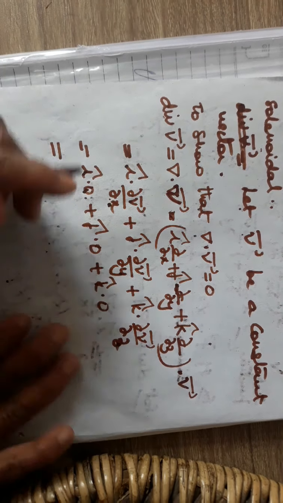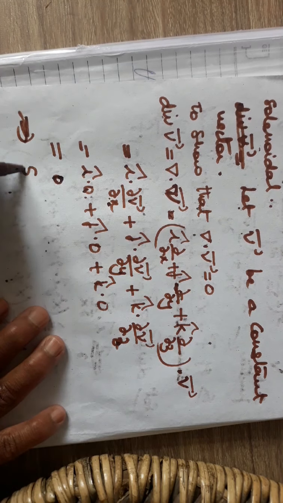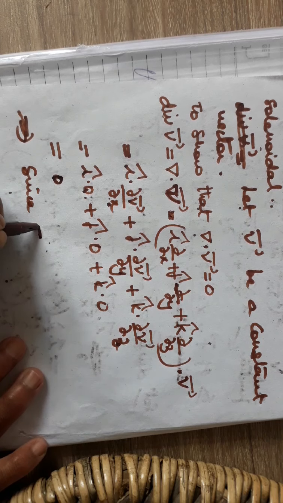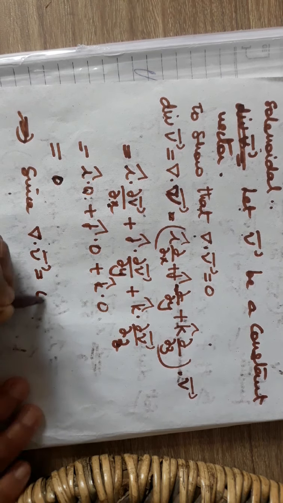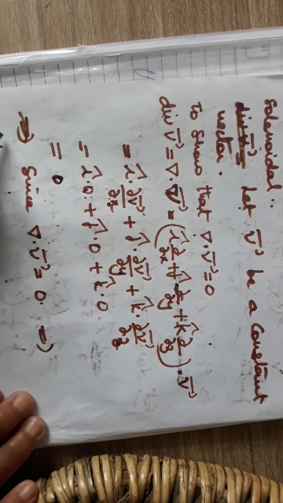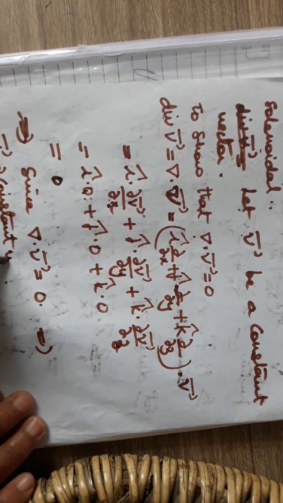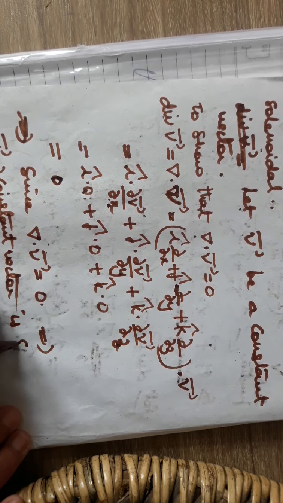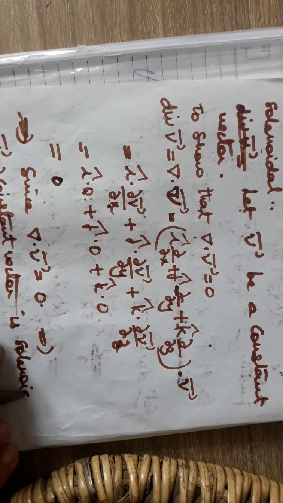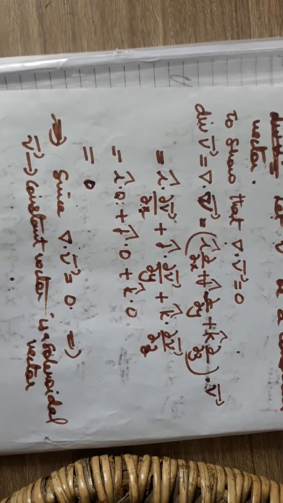So this shows that since del dot v bar is equal to 0, it implies that v bar, which is a constant vector, is a solenoidal vector. I hope it is clear what is meant by solenoidal vector.